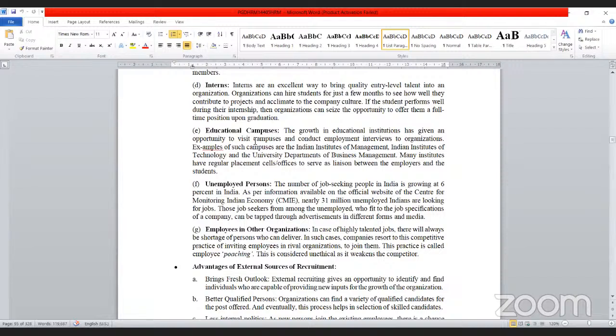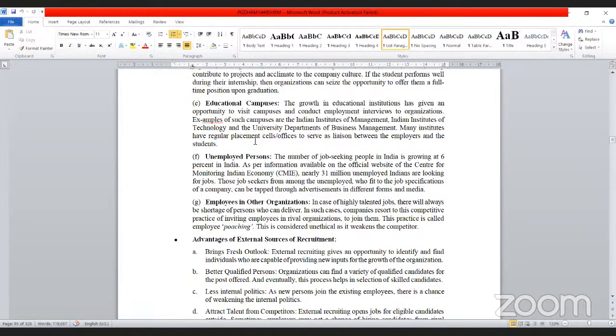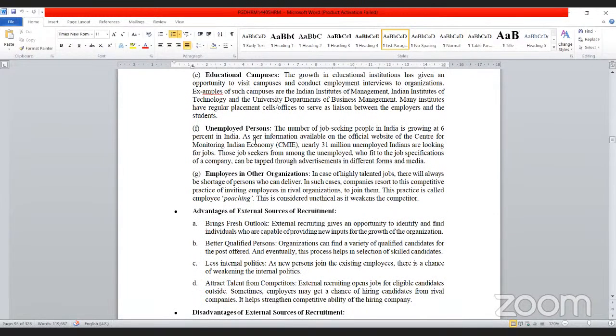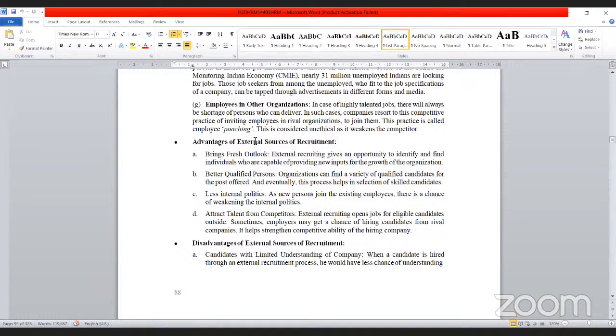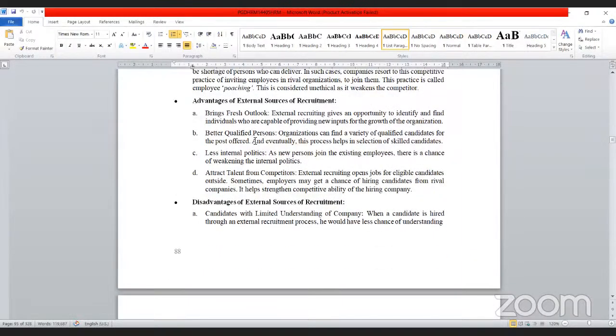Educational campuses are where the organization goes into the campuses to recruit from among the students. Unemployed persons are those who fit the job specifications and are looking for jobs in India. Employees in other organizations: there is always a shortage of people who can deliver, so companies resort to this competitive practice of inviting employees in rival organizations to join them.